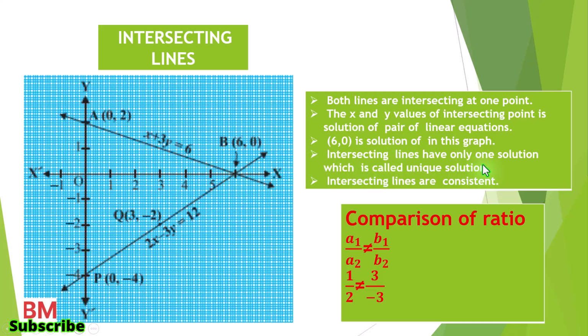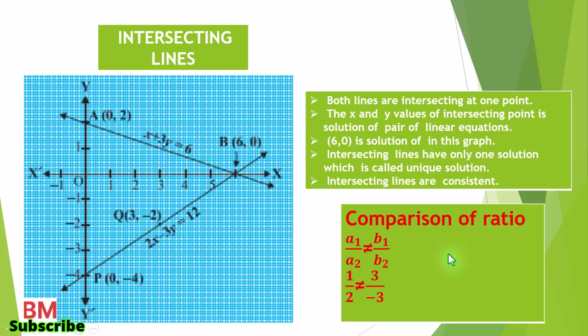Intersecting lines have only one solution, which is called a unique solution. Intersecting lines are consistent. The word consistent means having a solution. Intersecting lines have only one solution. The value of the intersecting point, the x value and y value, is the solution of the pair of linear equations.